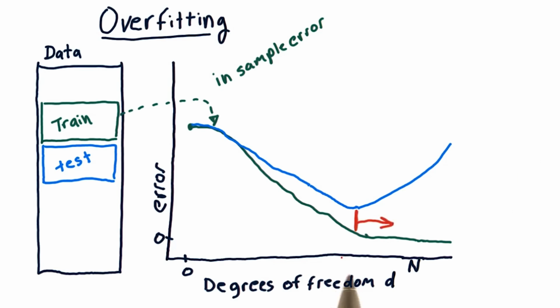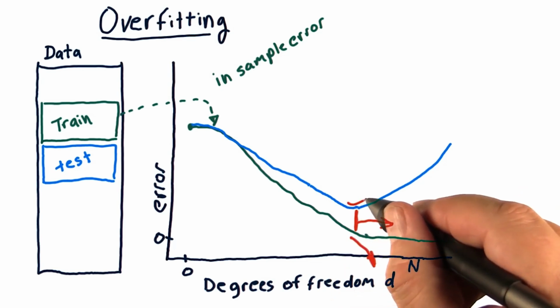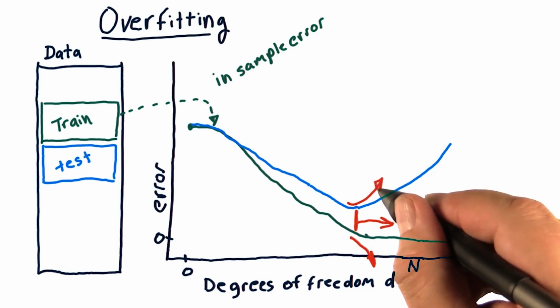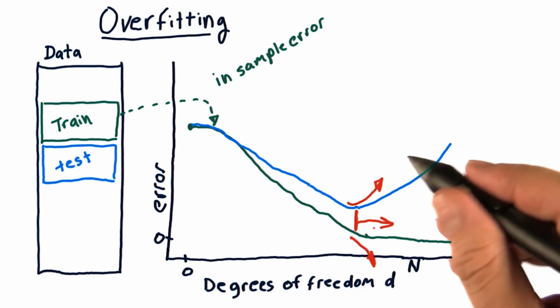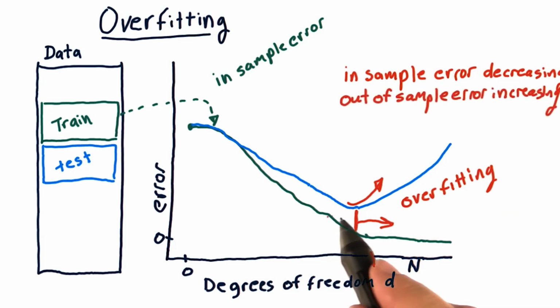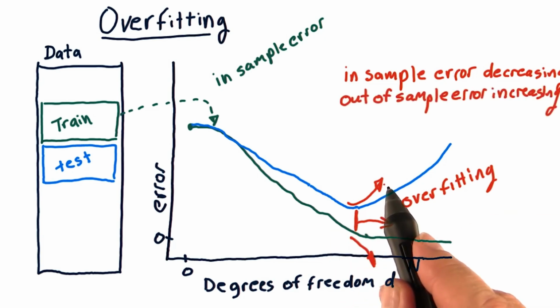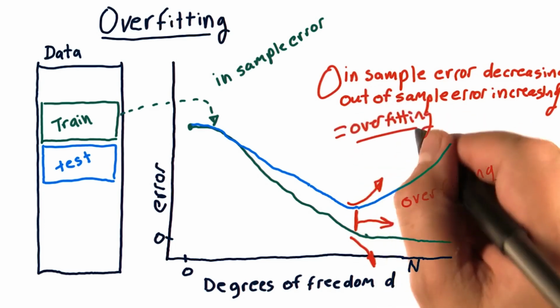But eventually we'll reach a point where our out-of-sample error begins to increase. In fact, it may increase strongly. In this area, as we increase degrees of freedom, our in-sample error is decreasing, but our out-of-sample error is increasing. And that's how we define overfitting. This is the region where overfitting is occurring. So let me state that again. In-sample error is decreasing. Out-of-sample error is increasing. When we have those two together, it's overfitting.